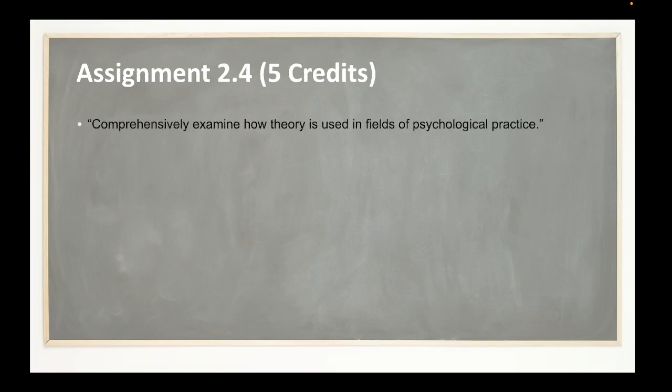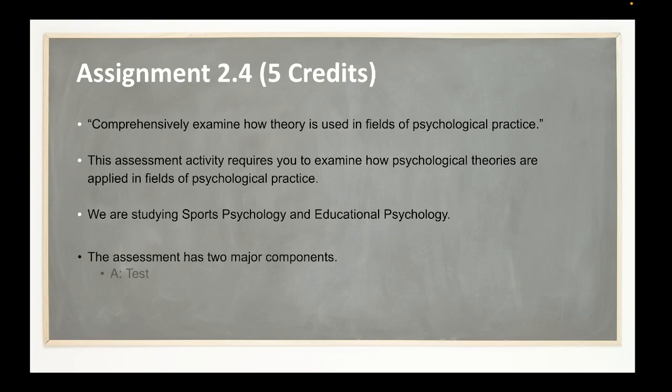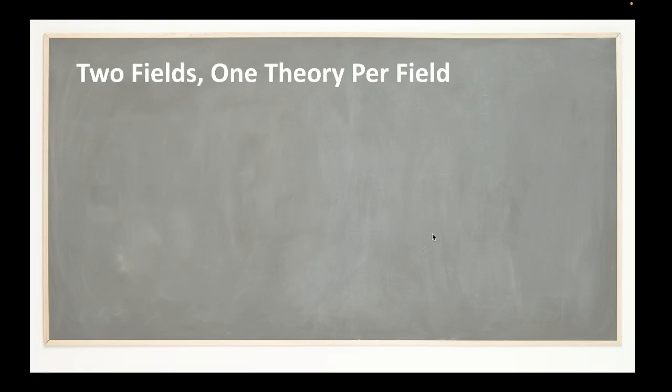Right, so you have to examine how psychological theories are used in fields of psychological practice. All right. Now we've looked at sports psychology and educational psychology. They are our 2 fields. So there are 2 major components for each field. There's a test and there's a research paper. Okay, so that's why it's in 4 parts. There's a test and a research paper for sports psych, and there's a test and research paper for ed psych. That's 4 parts in total.